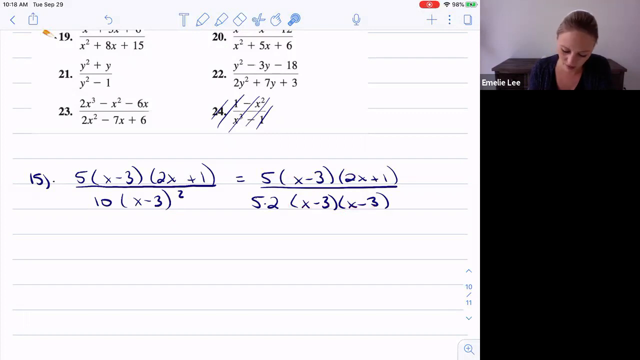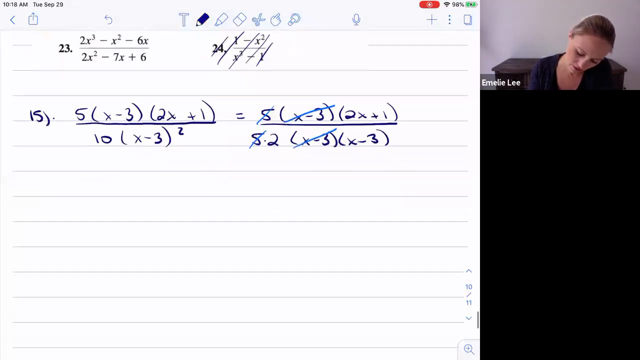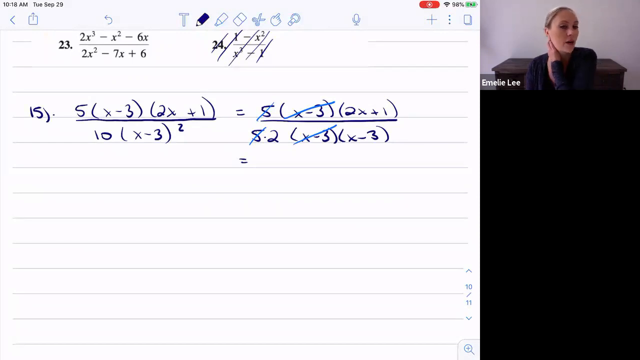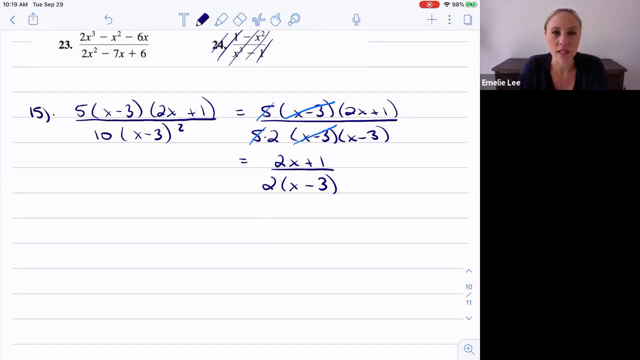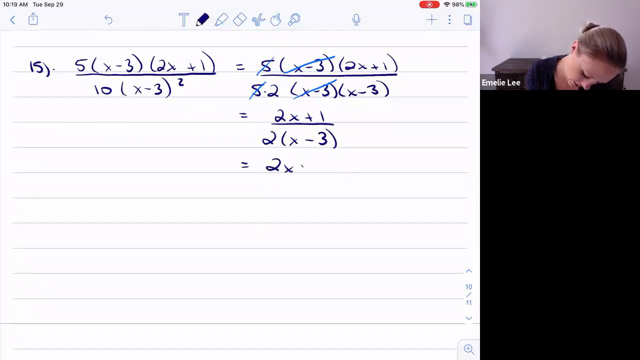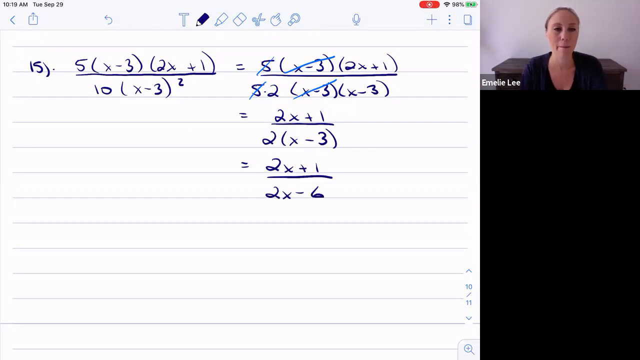Because I'm multiplying all the way across, I'm able to cancel the x minus 3 in both the numerator and the denominator, leaving an x minus 3 in the denominator, and the 5 and 5 can cancel as well. So upstairs in the numerator I've got 2x plus 1 divided by 2 times x minus 3. To make it look a little nicer, I can expand the 2 times x minus 3 to make 2x minus 6, but you don't have to. 2x plus 1 over 2x minus 6. And I would say that's simplified.